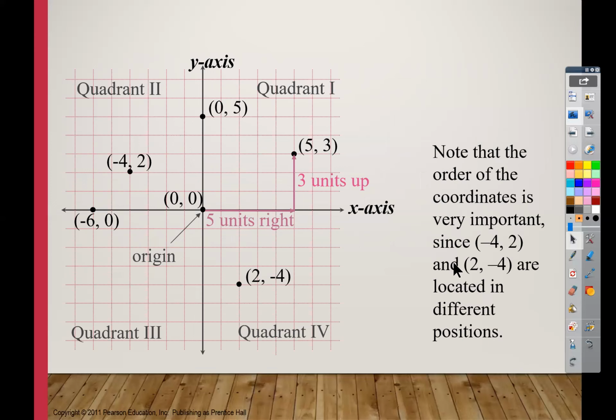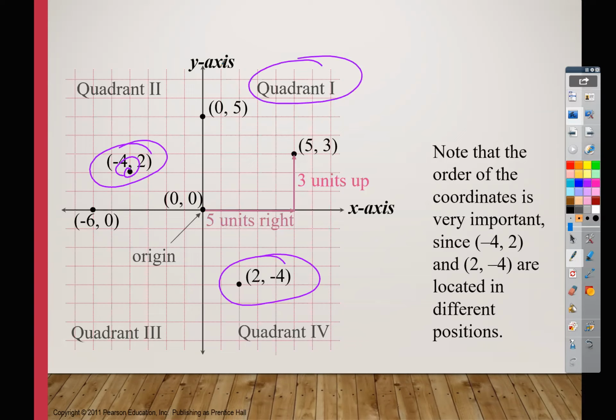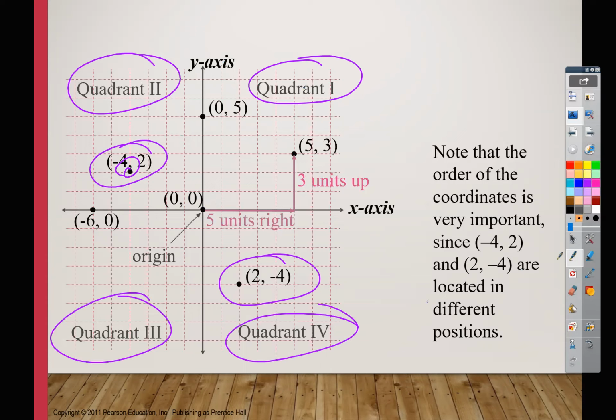Note that the order of the coordinates is very important, since (-4, 2) and (2, -4) are located in different positions. So if you're going -4 and up 2, that is right here, versus (2, -4) is down in the fourth quadrant. And you'll notice also quadrant 1, quadrant 2, 3, and 4.